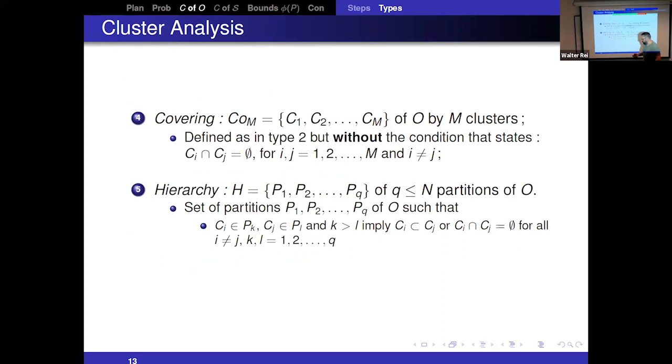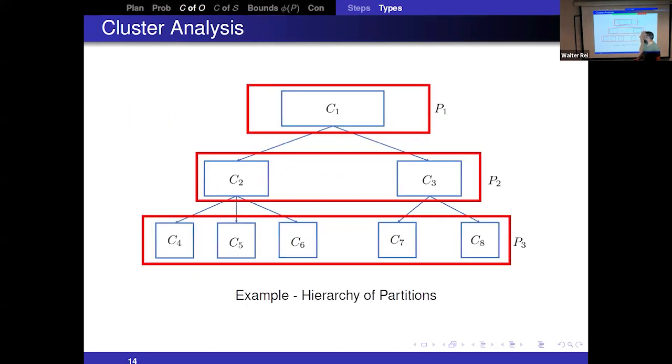And a hierarchy, maybe the image. You're building these sets, these clusters here, where you have different levels. In this case, 3 levels are represented, and at each level you have a partition of your original set. At level 1, you only have one cluster. At level 2, this cluster has been separated into 2, and so forth. So this would be a hierarchy of partitions.